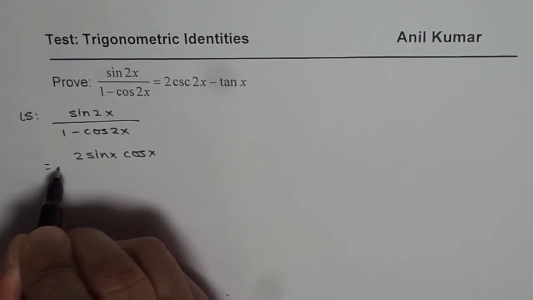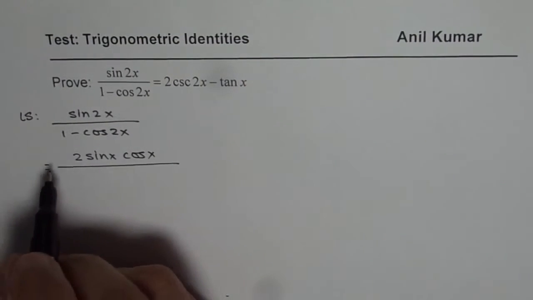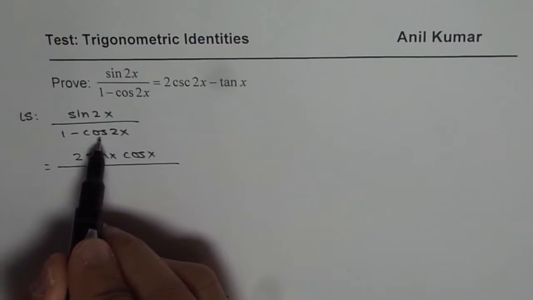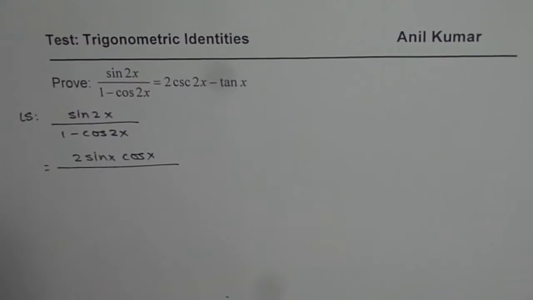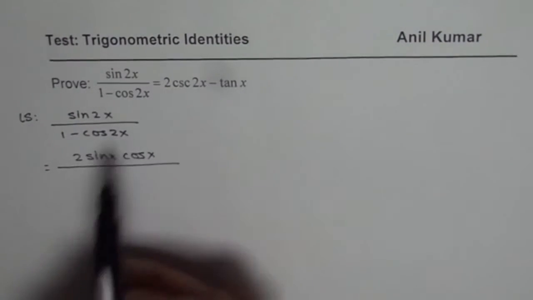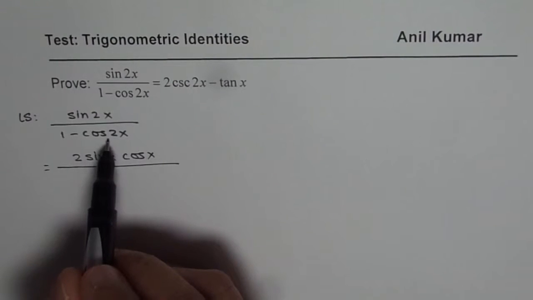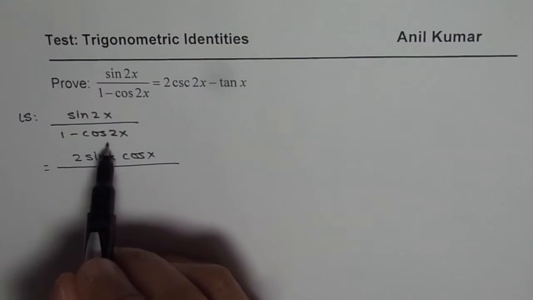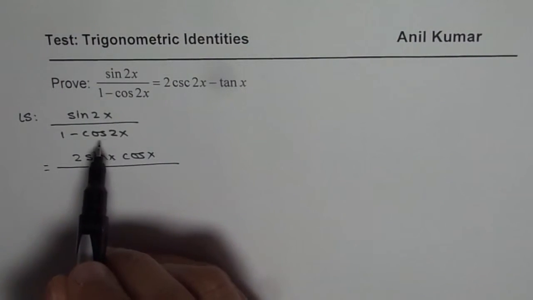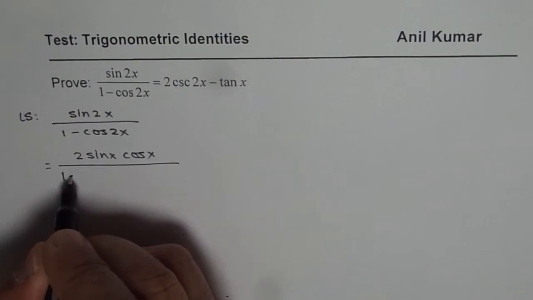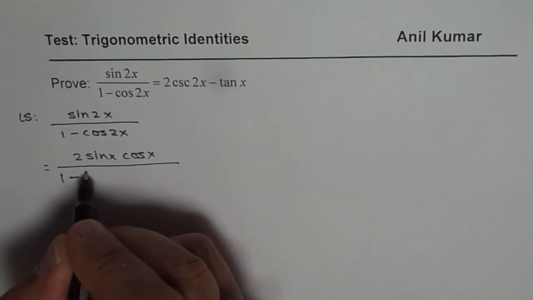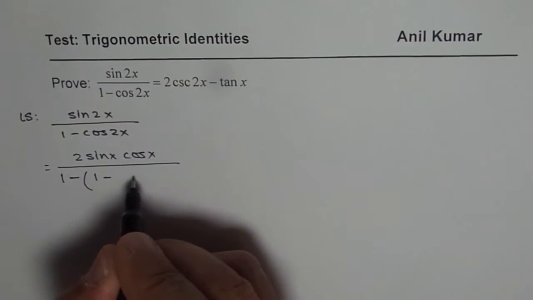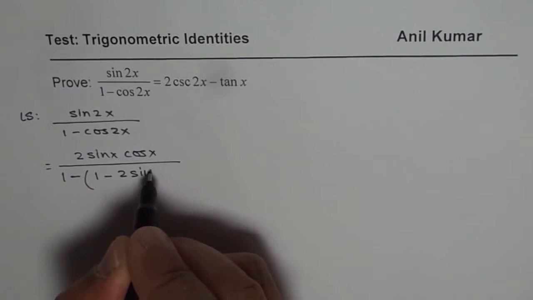cos x. And as far as the denominator is concerned, cos 2x, you have three choices. You could write this as cos square x minus sin square x. You could write this as 2 times cos square x minus 1, and also 1 minus 2 sin square x. So that third option is better since we'll get rid of this 1. So we'll write cos 2x as 1 minus 2 sin square x.